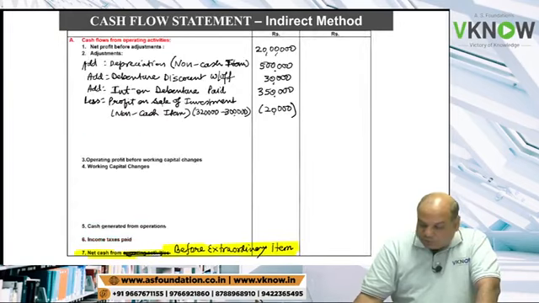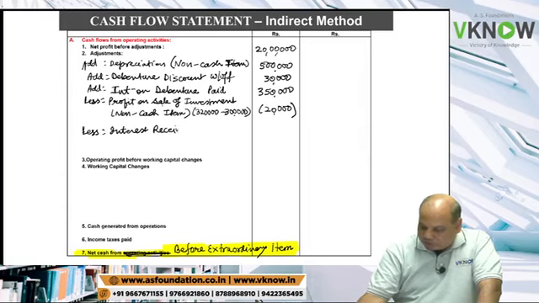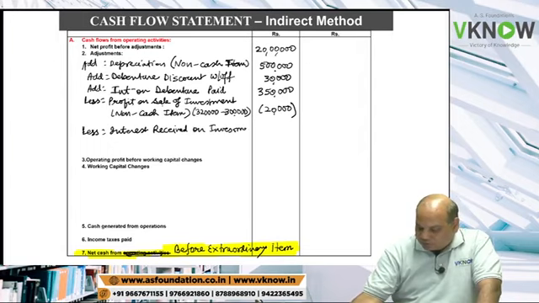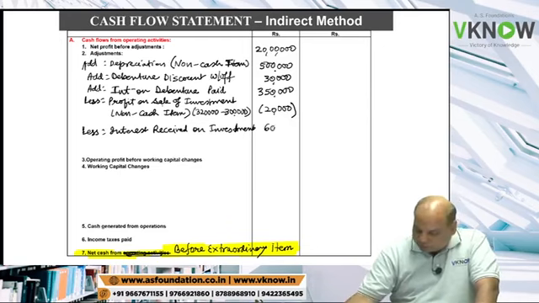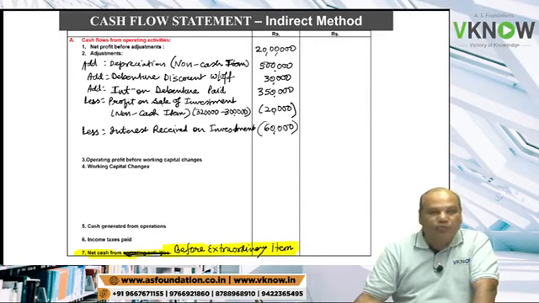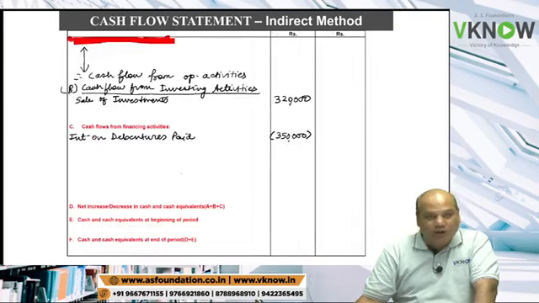Next point is interest received on investment, less interest received on investment in adjustment. Then your query is why. The answer is it will be shown in investing activity. The amount is 60,000. Remove from one pocket and put in another pocket, the correct pocket.